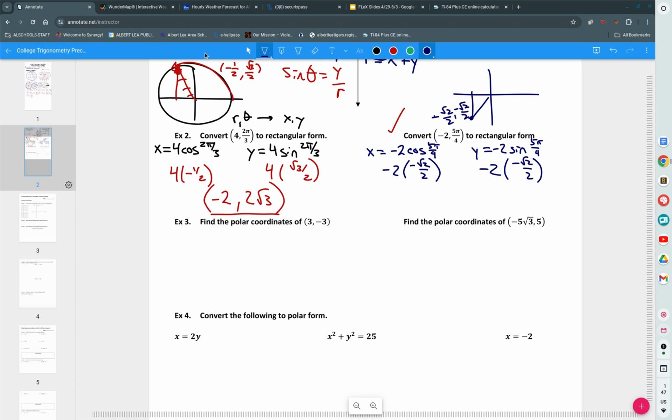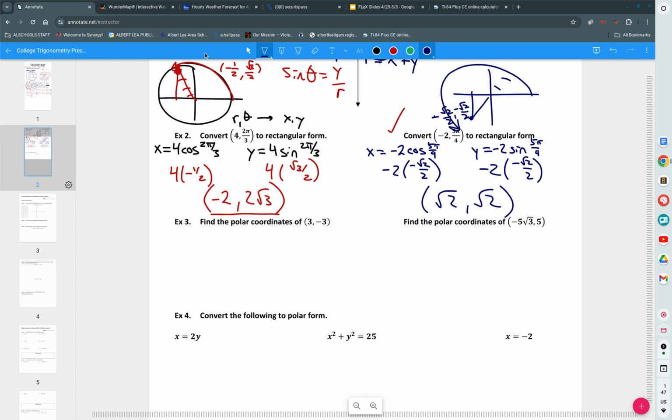Hopefully you guys found that the terminal point for 5 pi over 4 is negative root of 2 over 2, negative root of 2 over 2. Okay? And so if you multiply by negative 2, the negatives cancel, and the 2's cancel, so you get root of 2, root of 2. And again, I noticed that the root of 2, that's in which quadrant? First quadrant. So does that make sense? It looks like if I rotate 5 pi over 4, it brings me here, and then go negative 2, that means I move in the opposite direction, right? So that does make sense then.